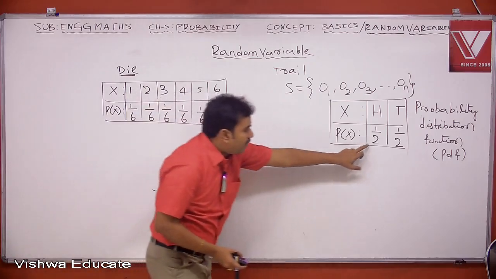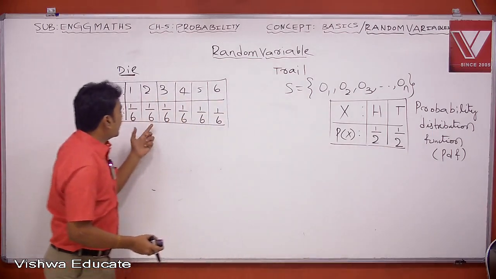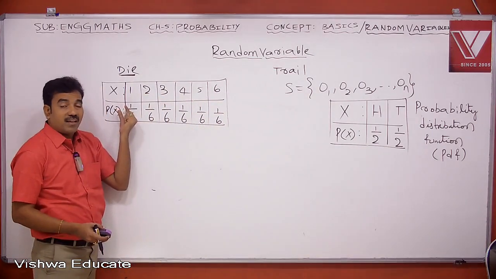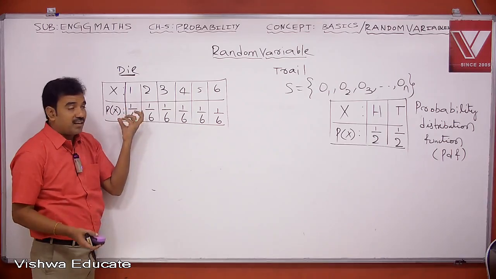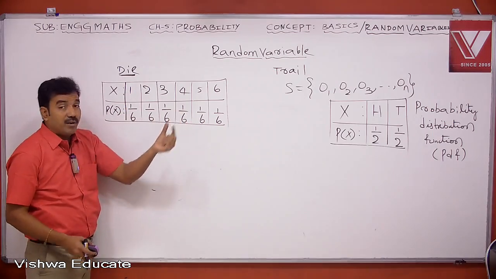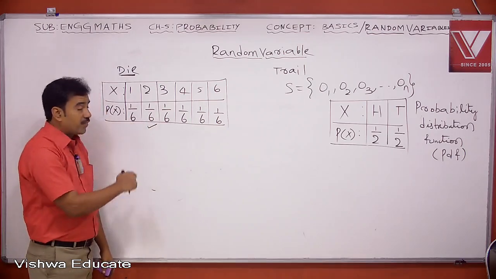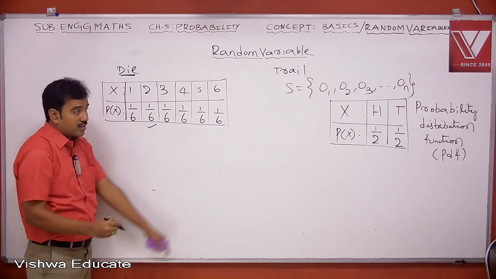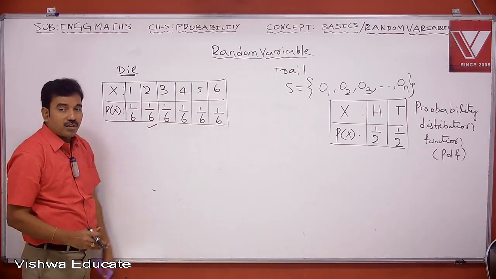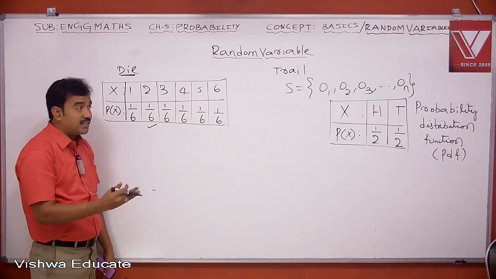If the probabilities of all sample points of an experiment are assigned very clearly or specifically, then this is called a probability distribution function. In this case, all probabilities are uniform: 1 by 6 for all sample points, 1 by 2 for both sample points. It may not be the case in all cases.